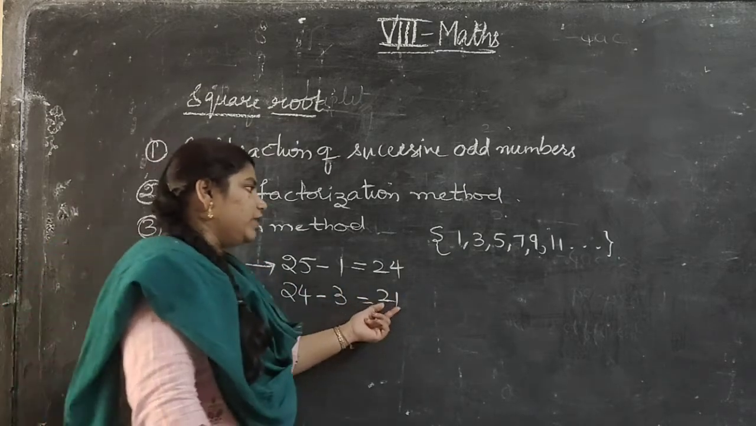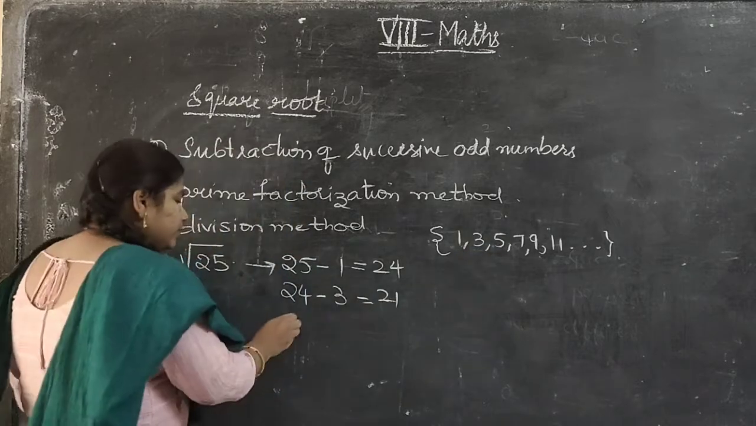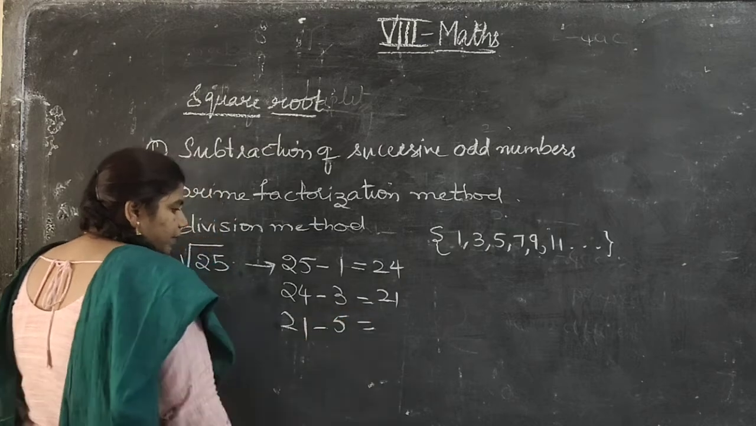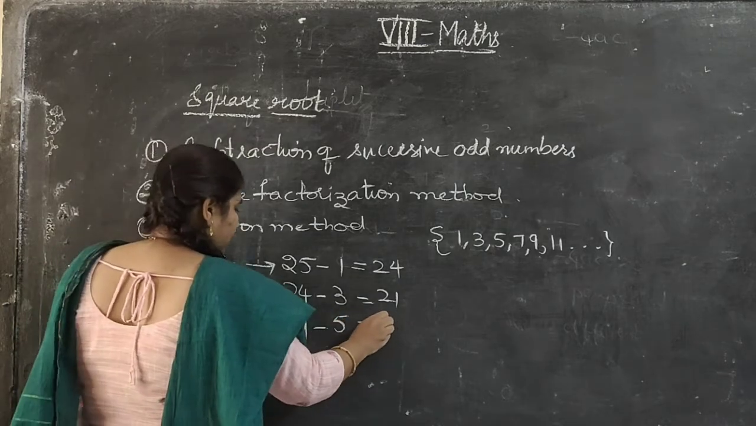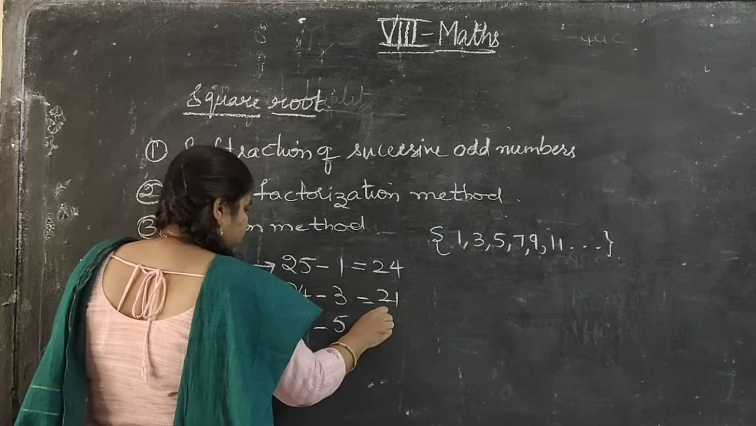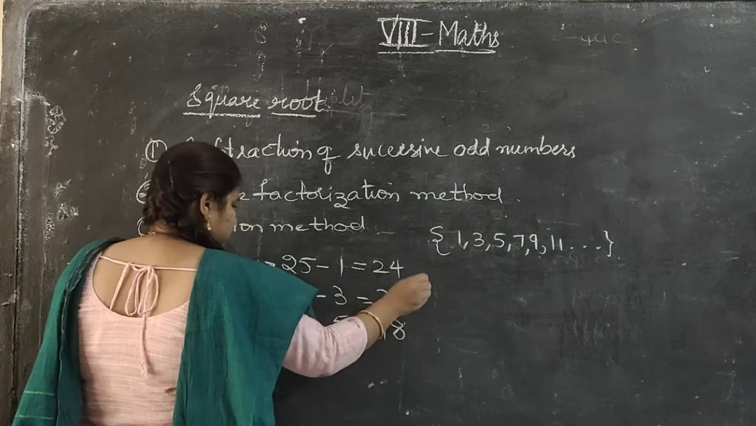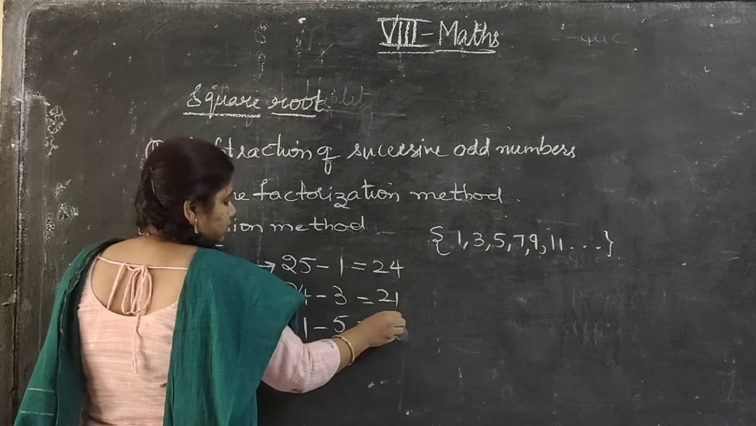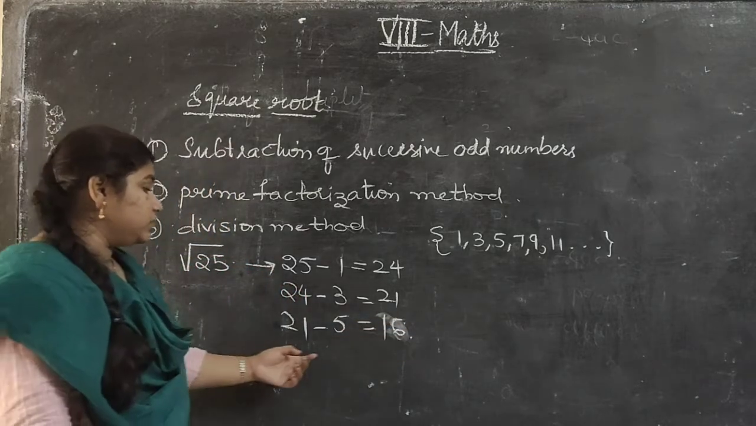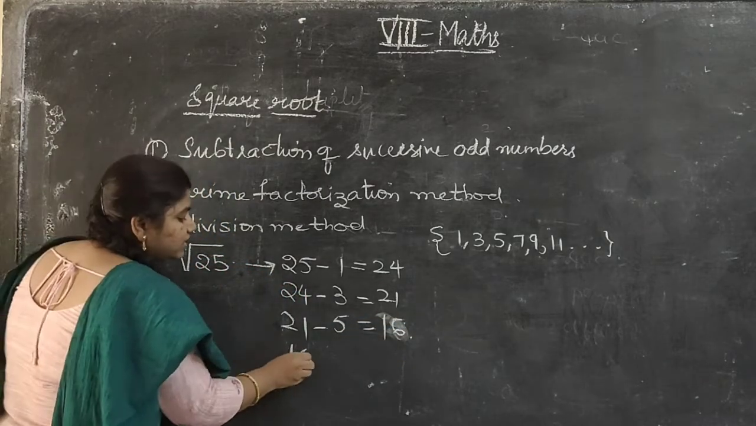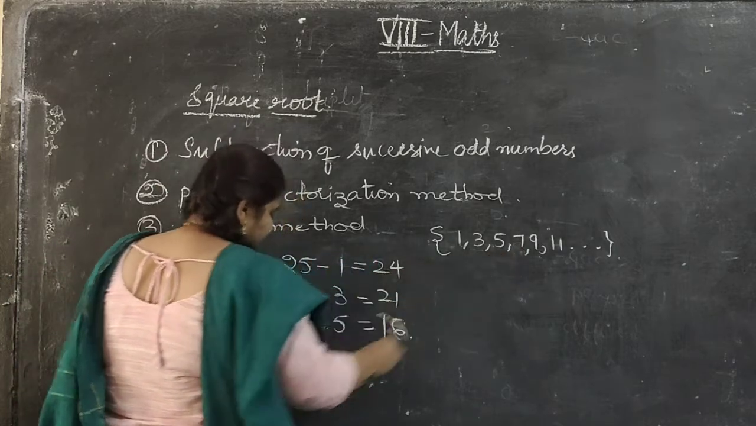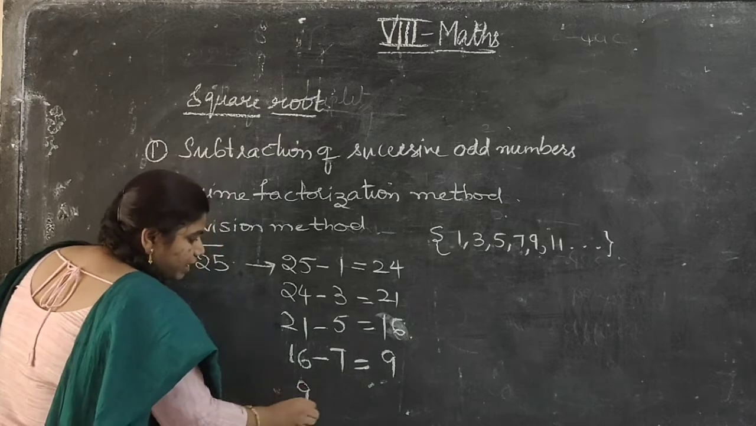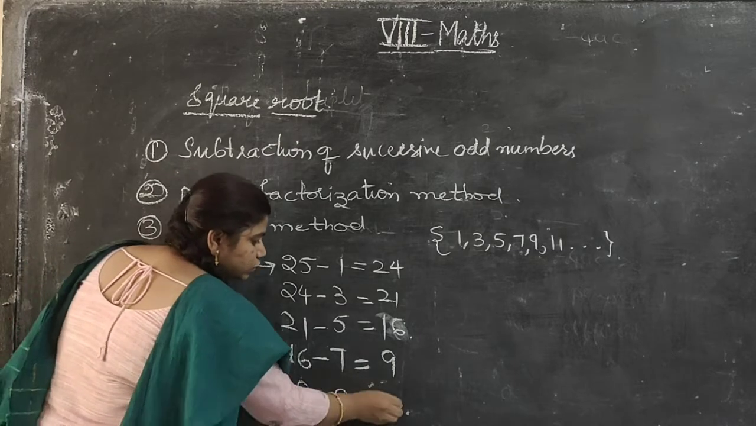With this 21 we now have to subtract 5. 21 minus 5 will be equal to 16. Now with this 16 we have to subtract 7. So that will be 9.